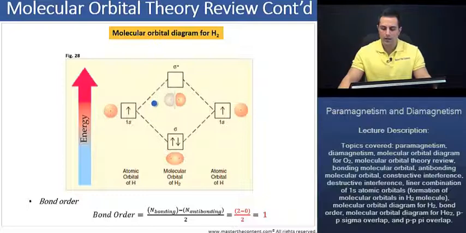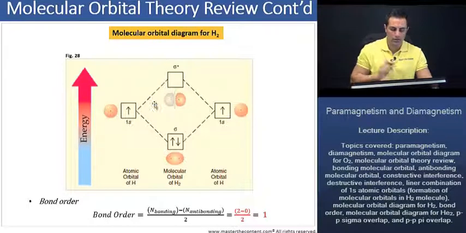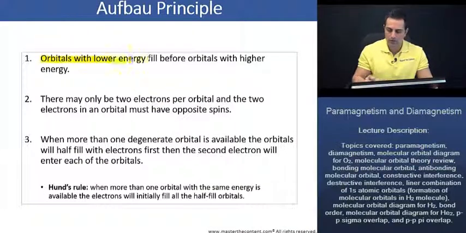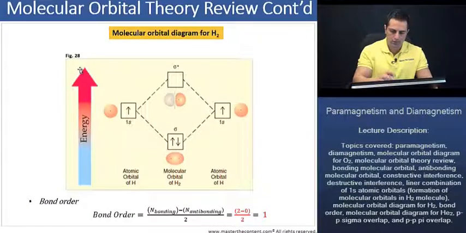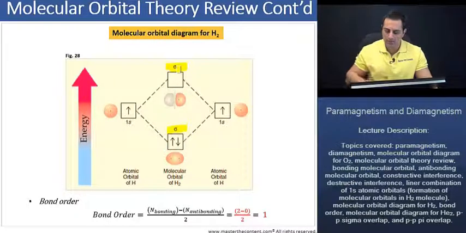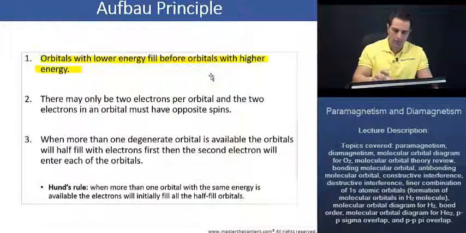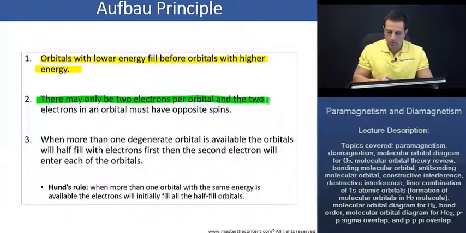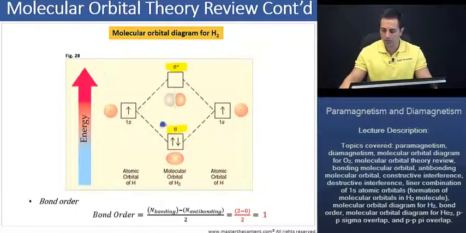Now, the filling of molecular orbitals is going to be exactly the same as it was for our atomic orbitals, in accordance with the Aufbau principle. Let's take a look at the first rule for the Aufbau principle. That was orbitals with lower energy fill before orbitals with higher energy. Now, we see here that that's true, as our sigma orbital fills before our sigma star orbital. Secondly, there may only be 2 electrons per orbital, and the 2 electrons in an orbital must have opposite spins. And as we see here, our sigma orbital complies, as we have 2 electrons in the orbital, and they have opposite spins.